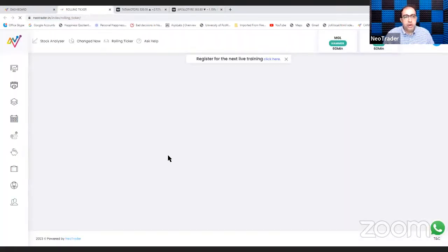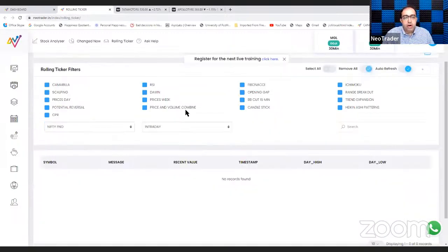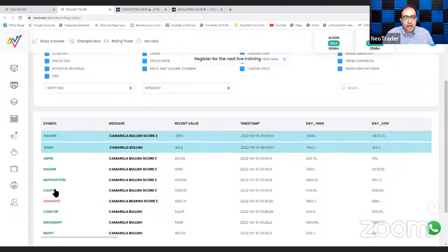So here in rolling ticker, this is a very useful page which we have created. The purpose of the rolling ticker page is to tell you what kind of action is happening across the universe. So this is the universe which we have, and across this universe, what are the stocks that are moving? So now, for example, if I select this option called Camarilla, you can see here that I have got steady opportunities which are available. So you can see that we have assigned certain filtration mechanism, and based on that, the stocks appear in this particular bucket. Now you can see here Naukri showing as Camarilla bullish score 3.